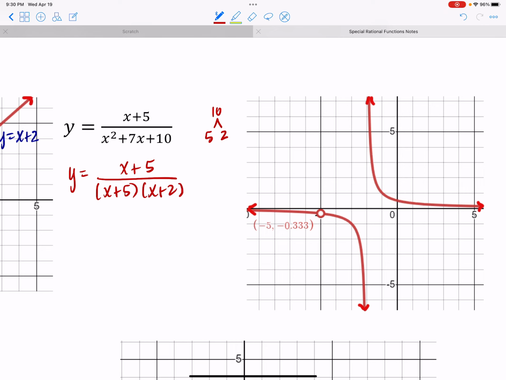Now I would have anticipated two vertical asymptotes in this graph, one at -5 and one at -2, because there are two restricted x values there.